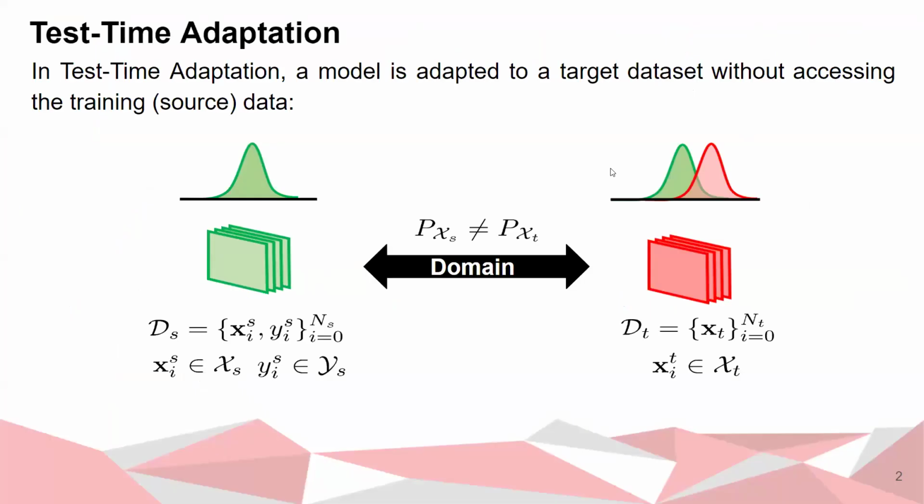Deep neural networks are fragile to the problem of domain shift at test time. The goal of test time adaptation is to take a model trained on a labeled source domain and adapt it to an unlabeled target domain with a different distribution.